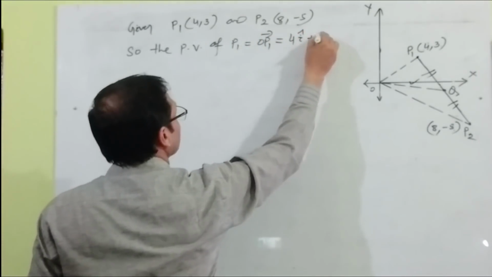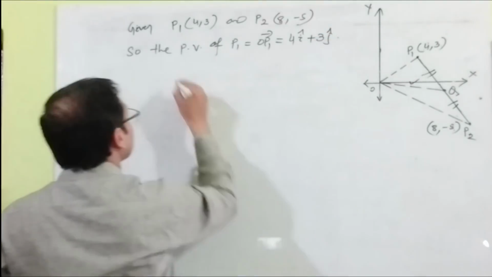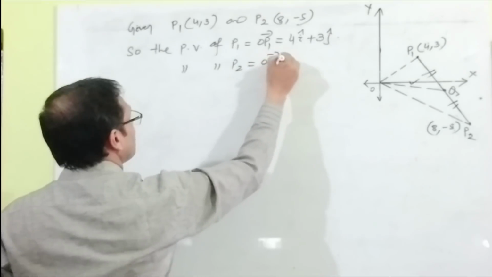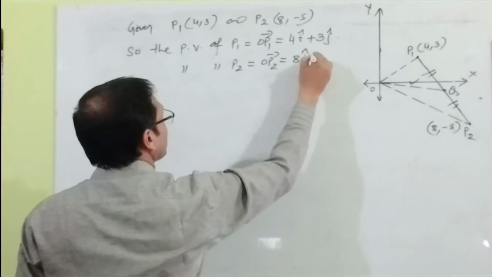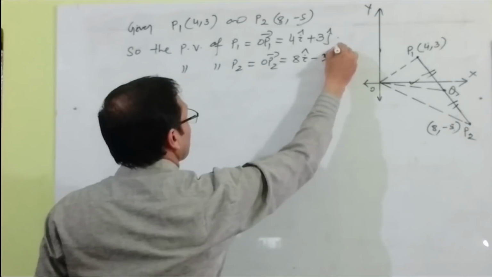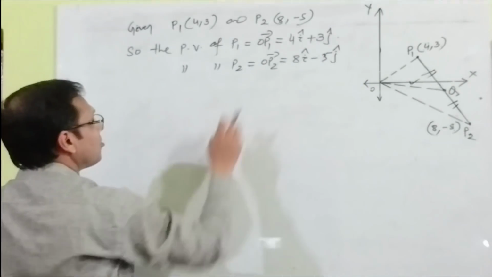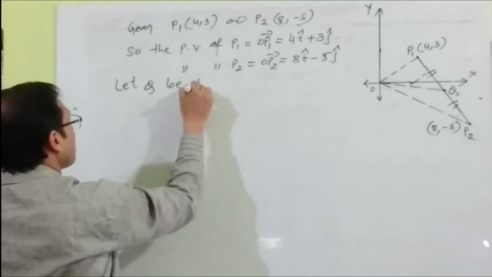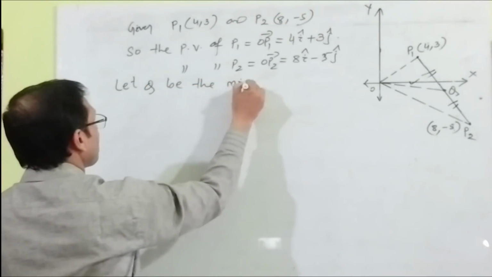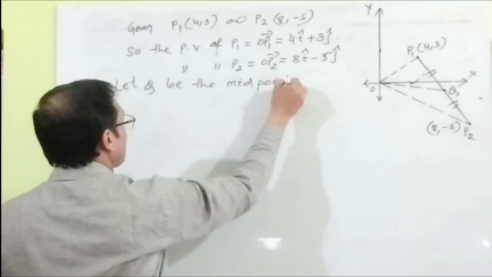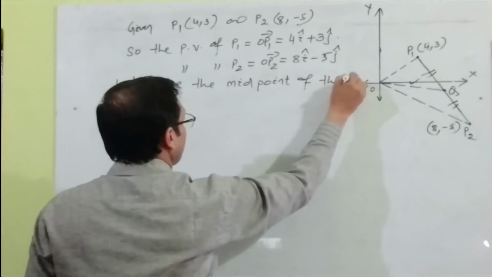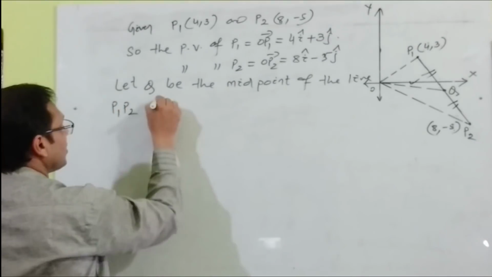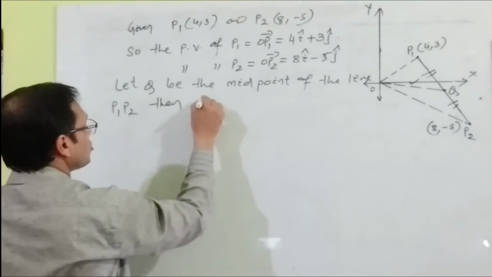4 i cap plus 3 j cap, and that of P2, OP2, is 8 i cap minus 5 j cap. Okay. Now already we have found. Let Q be the midpoint of the line P1 P2. Then position vector.